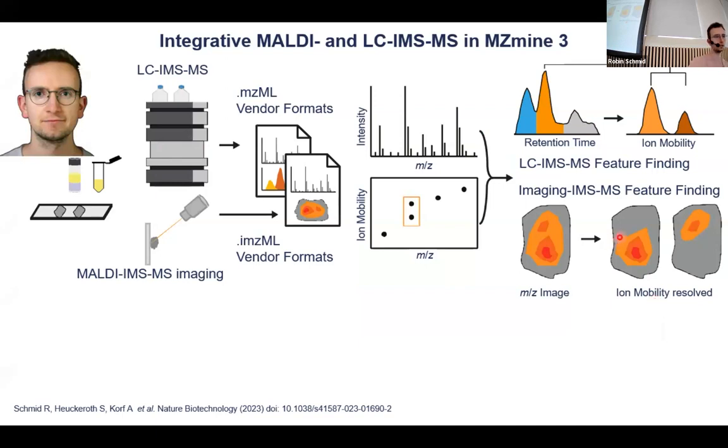And that's also something that was one of the main topics in the MZmine 3 paper, because we were then able to align multi-imaging data sets, so spatially resolved images, and use the fragmentation data that we get from the LC experiments to identify compounds in a better way, with higher confidence.